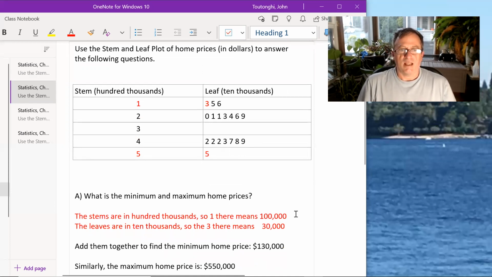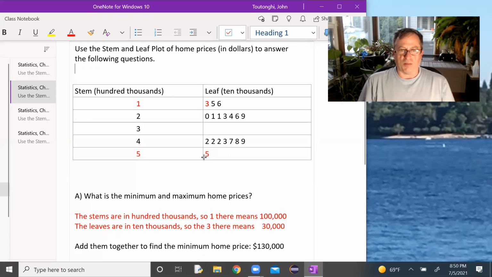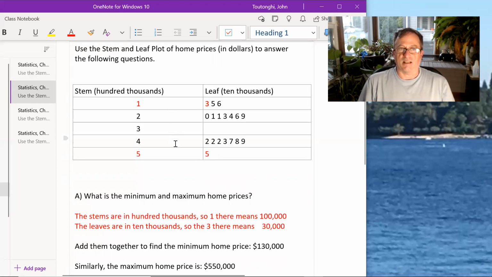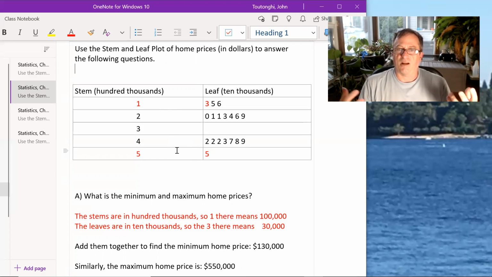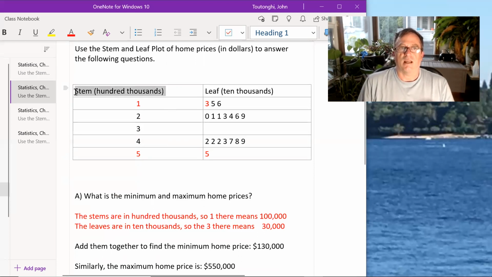I think we're okay. Then to find the maximum home price, well, that's the last thing in the stem and leaf plot. Notice the nice thing about stem and leaf plots: they are concise. The data is automatically sorted. And you don't have all these zeros floating around that you would if you listed out all these numbers, 130,000, 150,000, 160,000. It would be very cumbersome. So by using the stems up here and the leaves to different place values, we can more succinctly represent the data. We can do it with less space and easier to read if we understand what the graph represents.